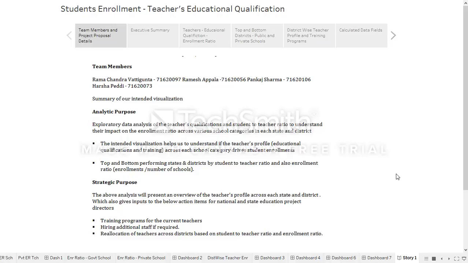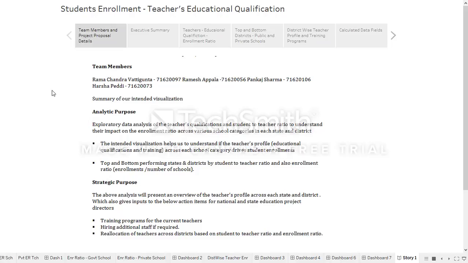I would like to talk about the brief overview of the students' enrollments in comparison to the teachers' education qualification. I'll go slide by slide. The first slide talks about the team members and also the summary of our intended visualization. We have split the visualization into two parts, which is analytical purpose and the strategic purpose.